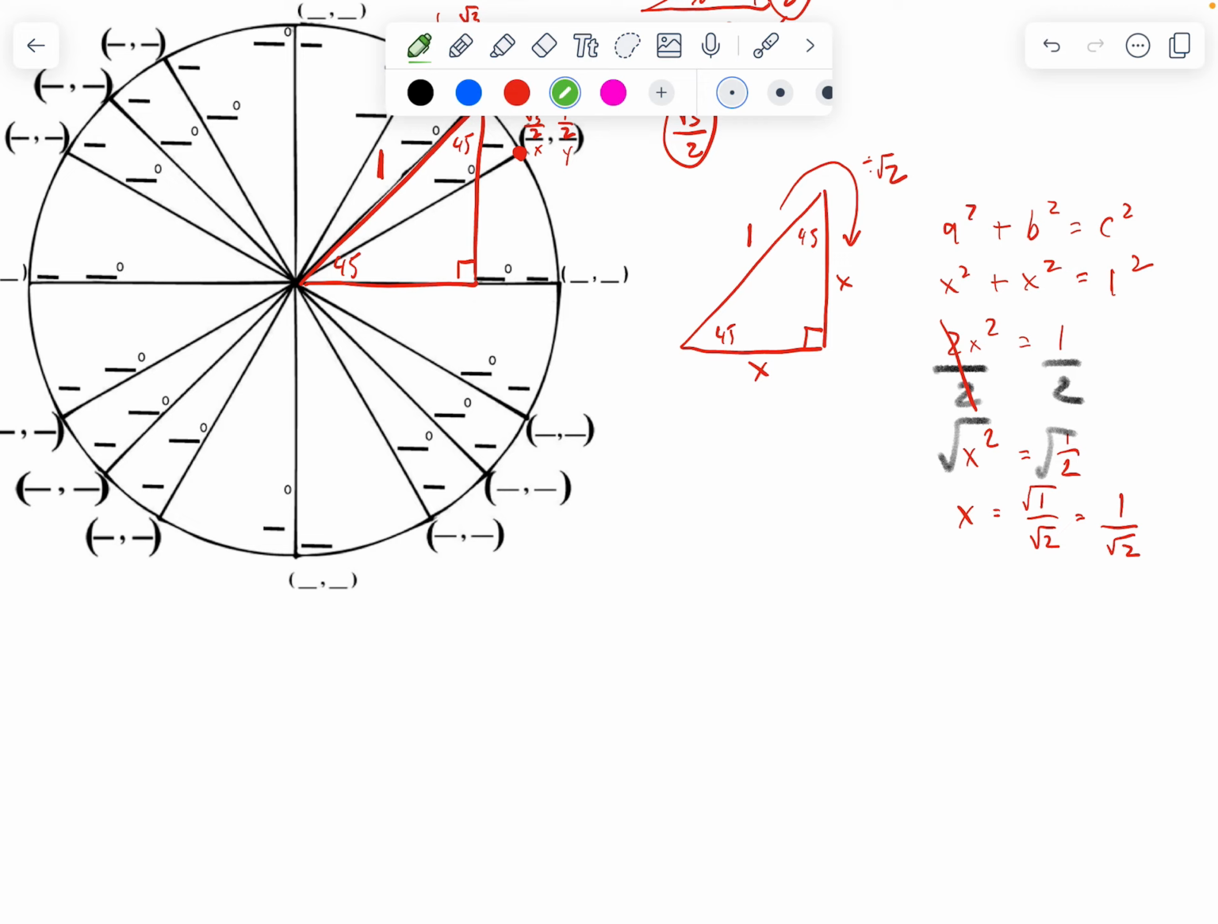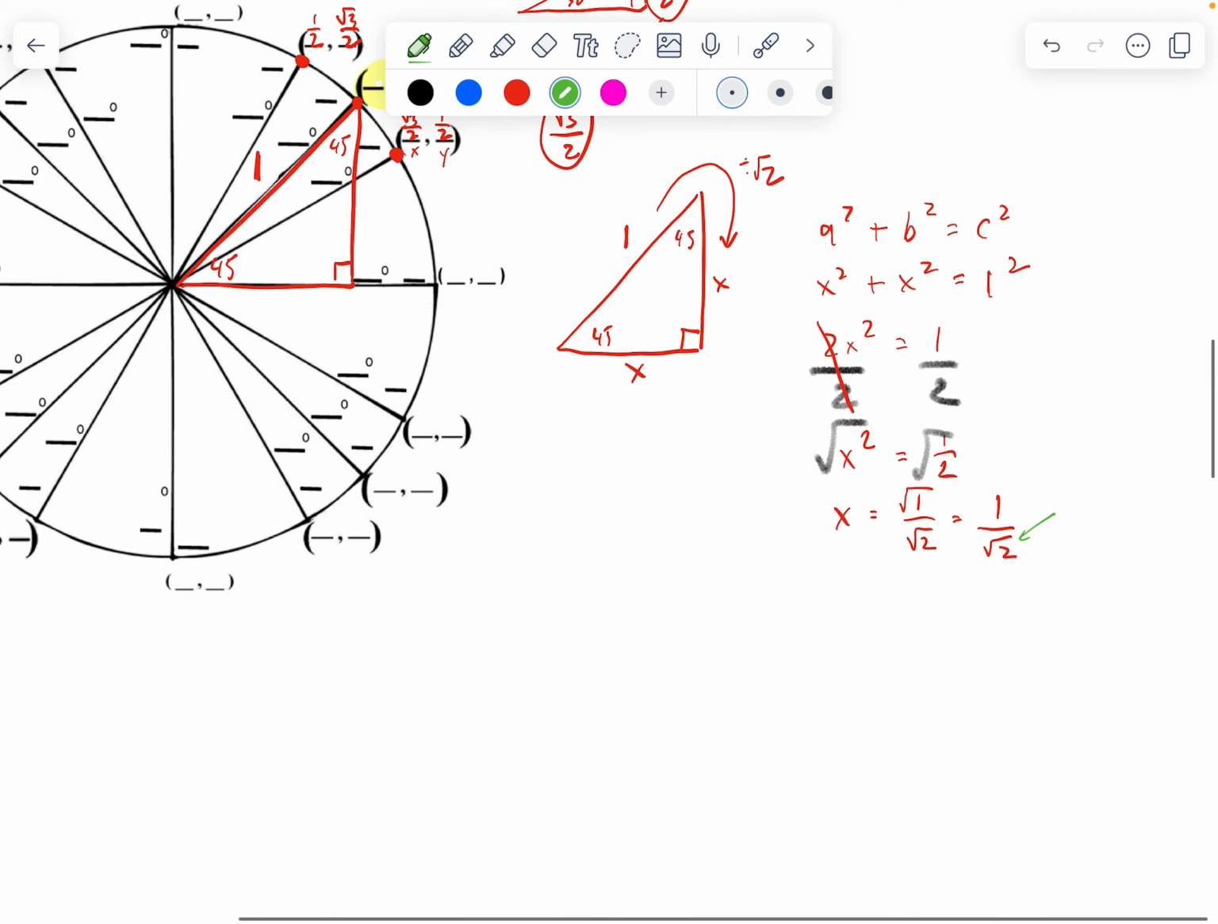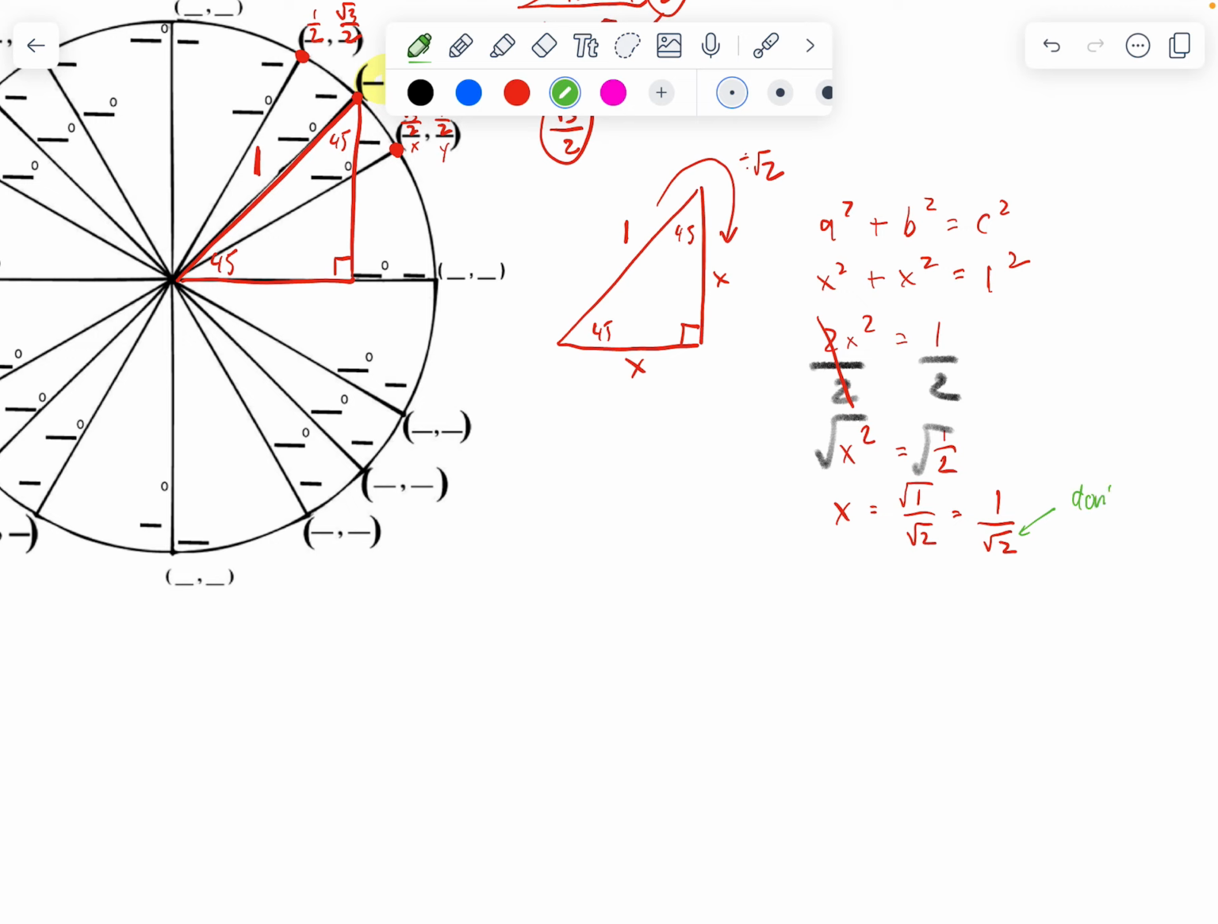Now, for the unit circle, people don't like this radical on the bottom. Don't like roots on the bottom. Okay, so we need to clean that up. So what the mathematicians do is really, really clever. So they start with this 1 over root 2, and they actually multiply by 1.